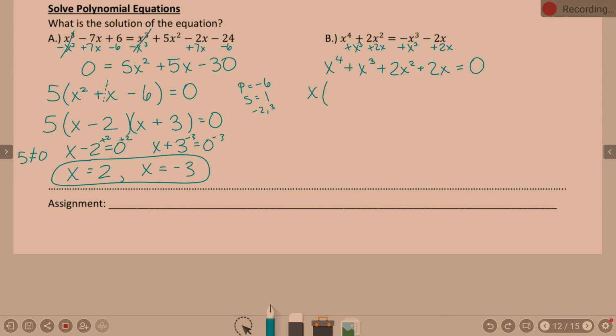x to the 4th divided by x is x cubed. Plus x cubed divided by x is x squared. Plus 2x squared divided by x, what's that? 2x. Plus 2x divided by x is 2. Still equals 0.